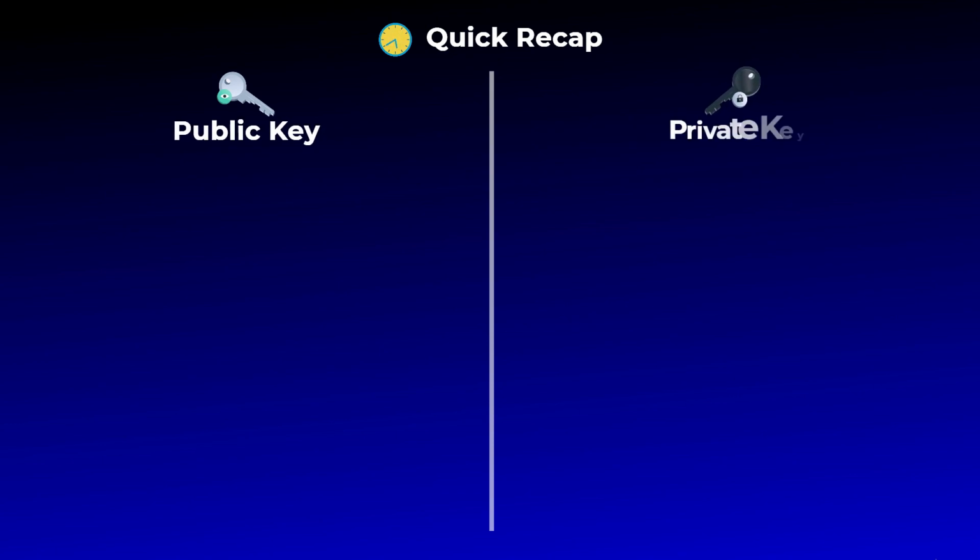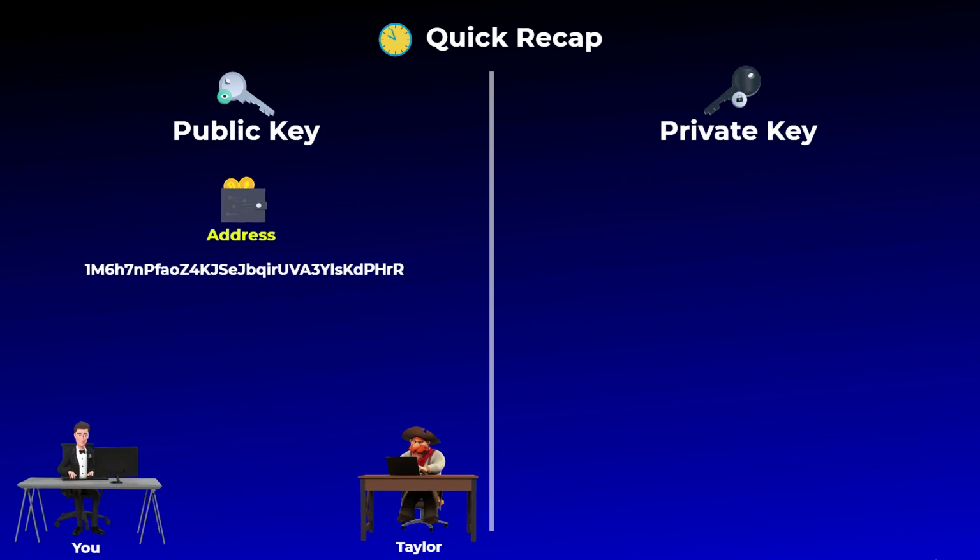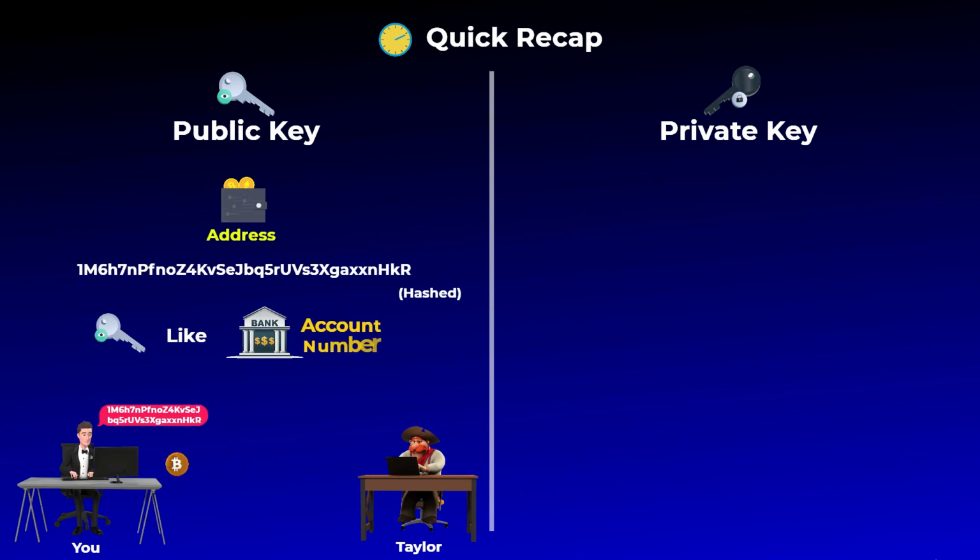Before we explain multi-signature wallets, let's first do a quick recap on public keys and private keys. So simply, the public key is your wallet address. You can safely give it to anyone to send you some crypto. It is like your bank account number. You can give it to anyone, but nobody can use it to withdraw money from your account.